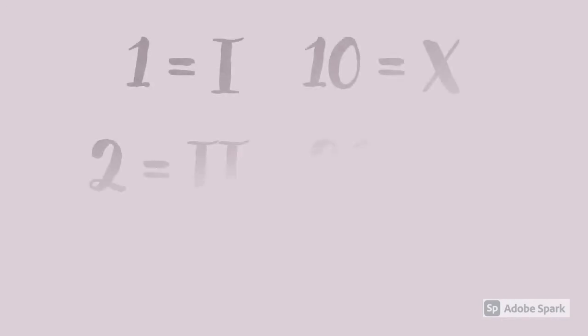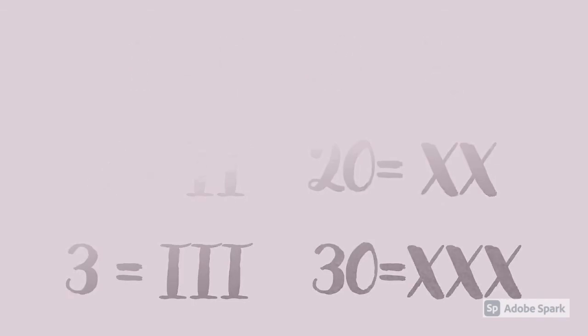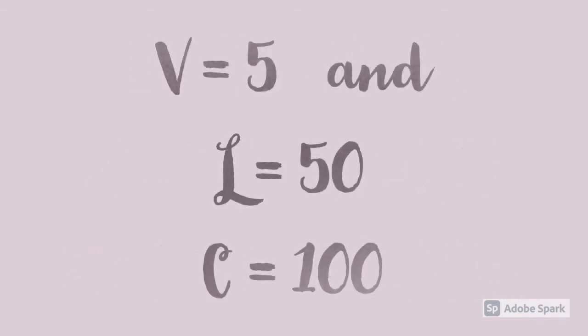So how do we represent numbers using Roman numerals? Let's find out. For 1, we have the symbol I. So, to represent 2, we will use 2 I's, and to represent 3, yes, you are right, we will use 3 I's. Similarly, for 10, it is X, so for 20, it will be XX, and for 30, we will write XXX. The number 5 is represented by V. For 50, we use the letter L, and for representing 100, we use C.